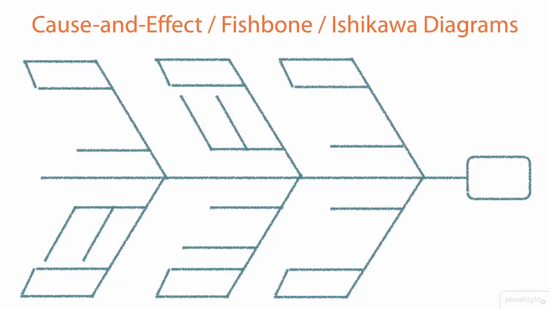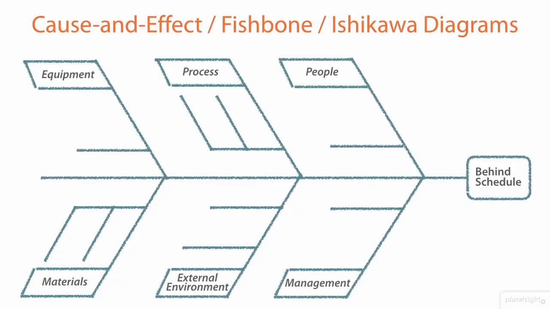Here, let's say that our problem is that we're facing a schedule delay. We're simply running behind schedule with our project work, and we would like to identify why. Well, there are a variety of different factors that could come into play. We could have issues with our processes, with our people, with the equipment that we're using, perhaps with our materials, or the external environment, or it could be on us as managers.